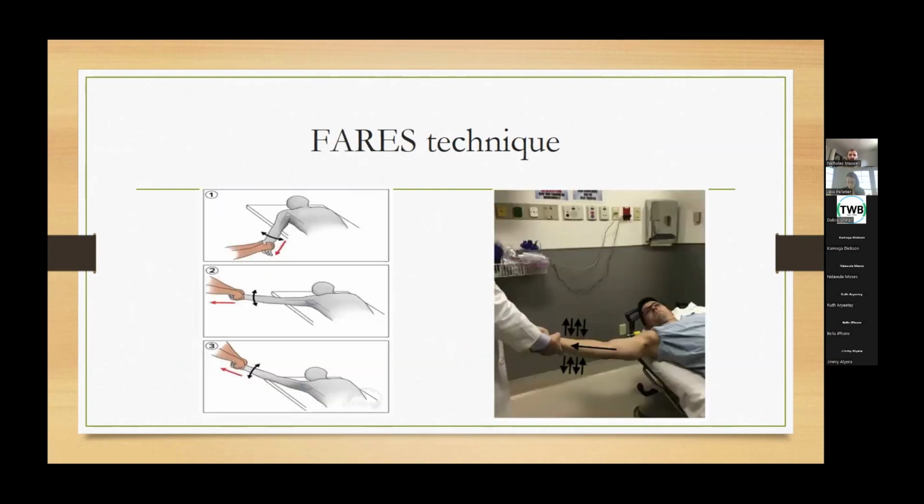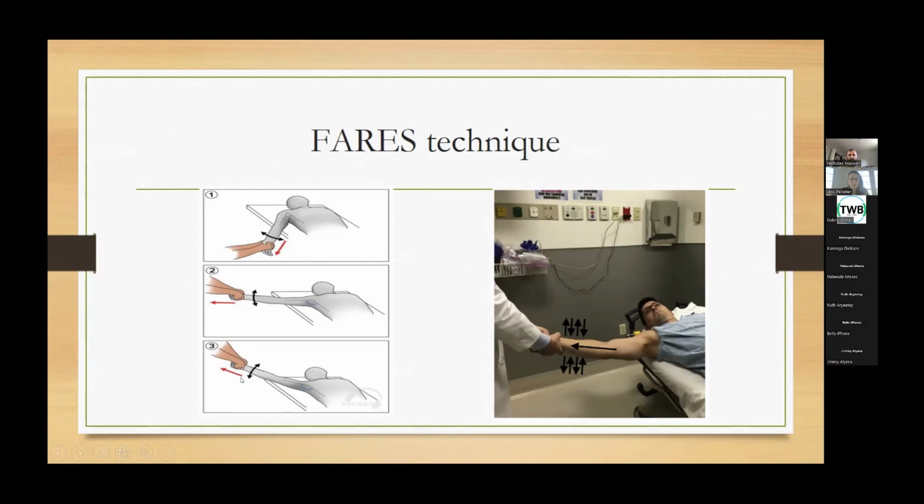So this is what we're looking at in these images. In image 1, this red arrow is pointing at the first maneuver, which is tracting the hand away from the trunk. The second image is showing the back and forth oscillatory movements, which is this black arrow showing that you're moving the hand up and down, and then you're tracting, and then you're abducting it away from the body in your third maneuver, shown by this red arrow. So this is abduction away from the body.